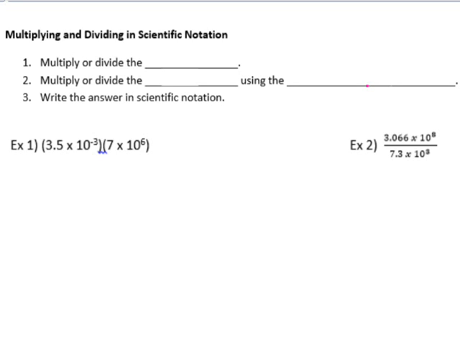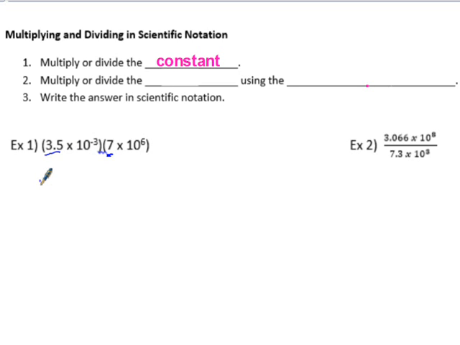Okay, then the last thing that we're going to do, which you may not have seen before, is we're actually going to multiply and divide numbers that are written in scientific notation. We're going to do it the same way that we did with the monomials that we were multiplying and dividing earlier. So the first thing I'm going to do is multiply or divide the constants. So if I look at this, I have 3.5 times 7. I'm going to do that multiplication first.